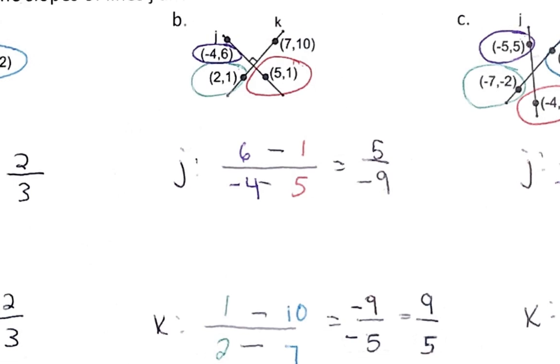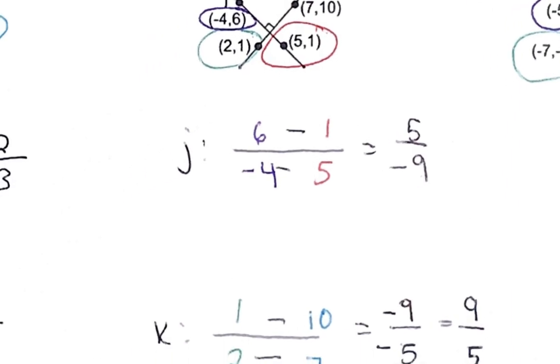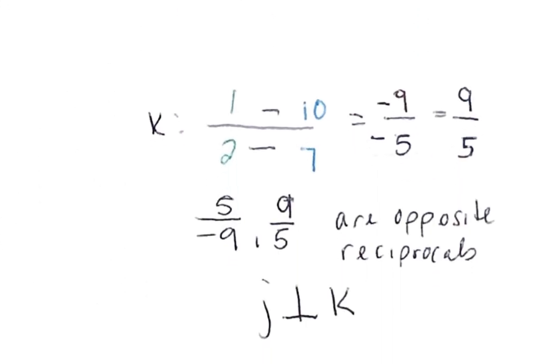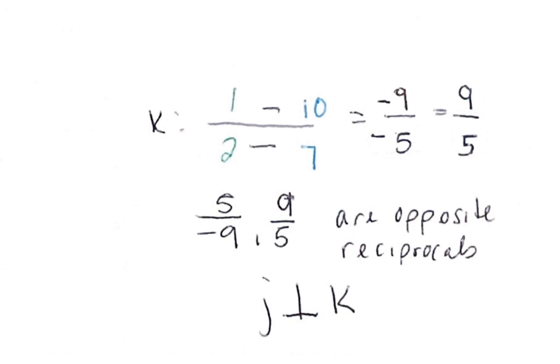Now when we have opposite reciprocal slopes, as you can see here, we had -5/9 and we had +9/5 for K. So when we have the same slope, they're going to be parallel. When they're opposites, meaning one's negative, one's positive, and they're flipped, right? 5/9 flipped is 9/5, we end up saying that they're perpendicular. So you can see we wrote here opposite reciprocals. Not parallel, line J is perpendicular to line K.